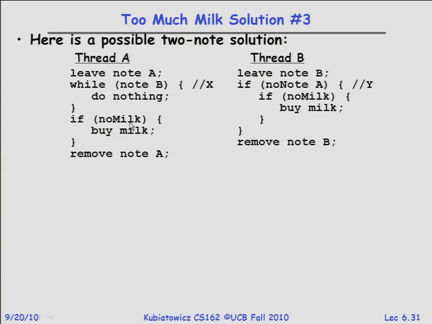And then B doesn't quite do that. It just says leave a note. If there's no note for A, do it. Otherwise, don't do anything, and then remove my note. Okay, so you see how these are slightly asymmetric. They're not quite the same thing. Does this work? And if you say yes, you have to tell me why. And if you say no, you have to tell me why.